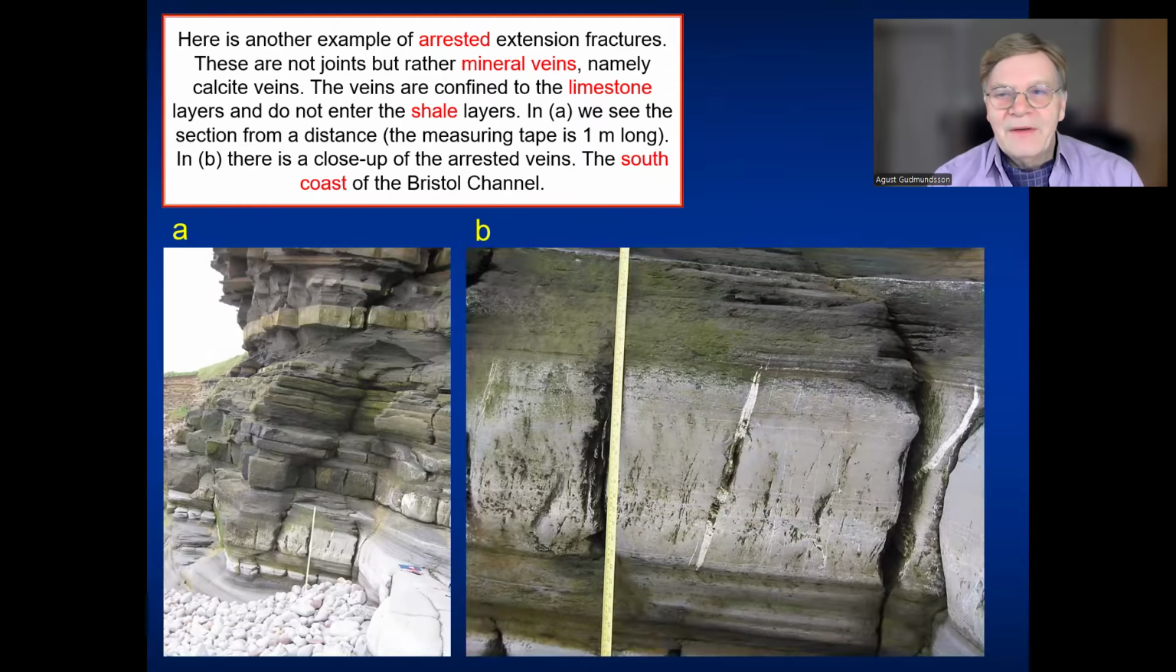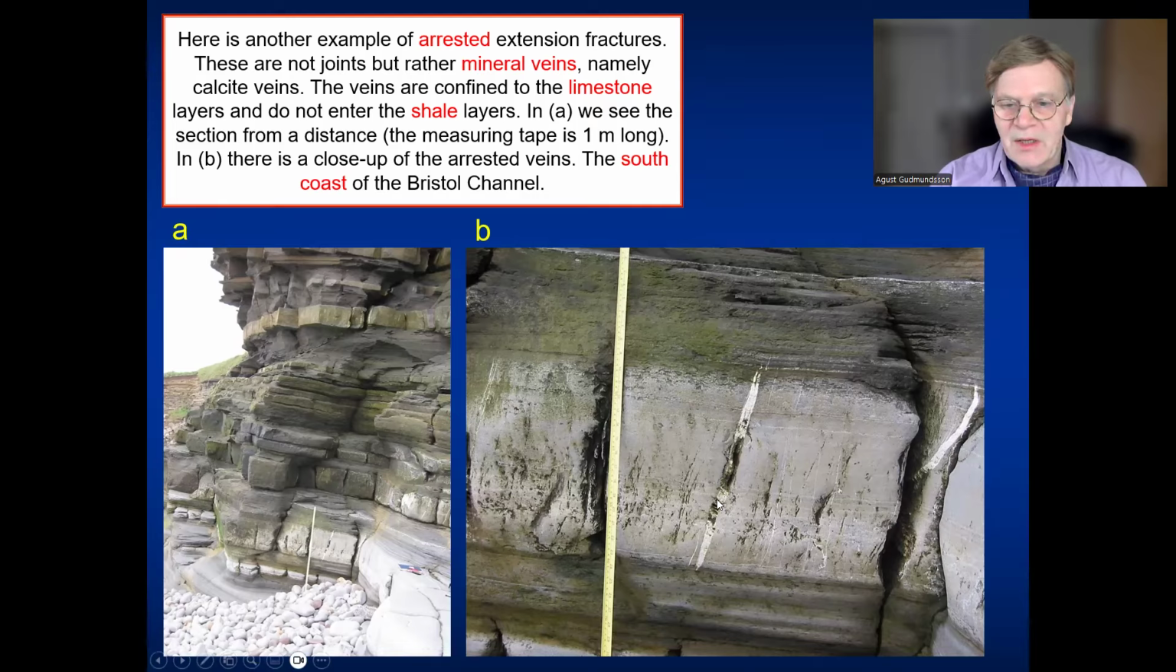Here we have another example of arrested fractures. Again, extension fractures like the joints, but these are mineral veins. In particular, these are calcite veins. This is again on the south coast of the Bristol Channel. And we see here a calcite vein. So this is the pile seen from a distance. And this is 1 meter here, my measuring tape.